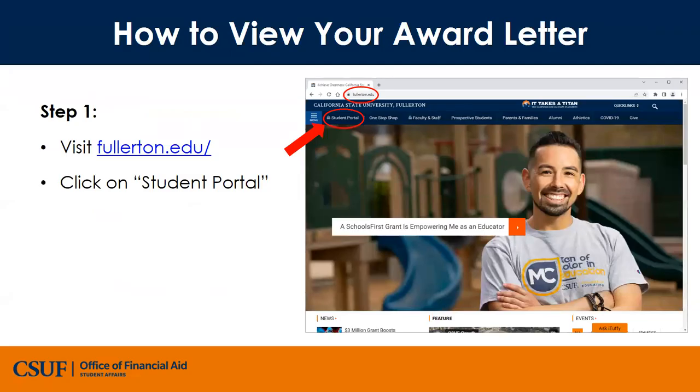So let us get started. To reach your online student portal, you will need to visit fullerton.edu and click on the icon that says Student Portal as highlighted on your screen. Please keep in mind that an email notification will be sent to you at the time that an award letter is generated, and you will be prompted to visit your student portal.